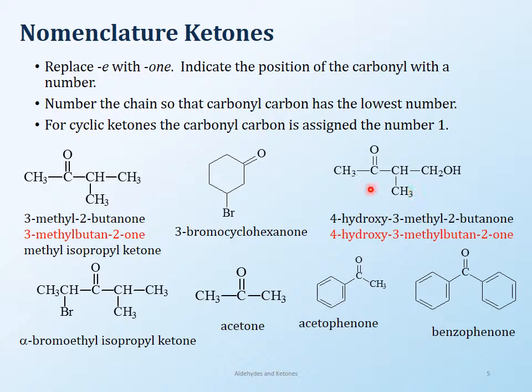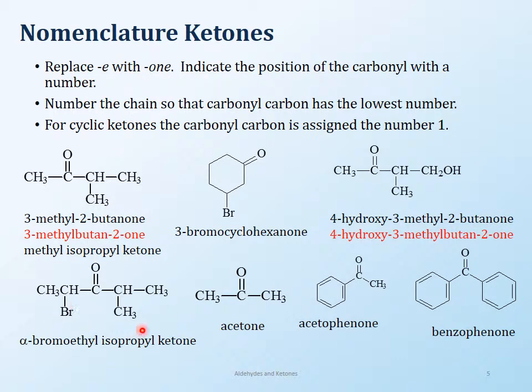So this is still 3-methyl, 2-butanone, but we also have 4-hydroxy now. Okay, so 1, 2, 3, 4, and on the fourth one, there's a hydroxy group. Again, go ahead and number all these things and write all these things alphabetically, except for the 2-butanone here, because these go together.